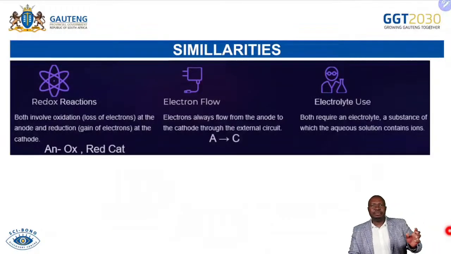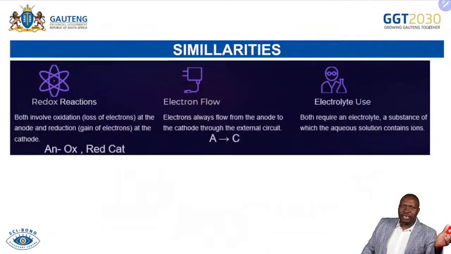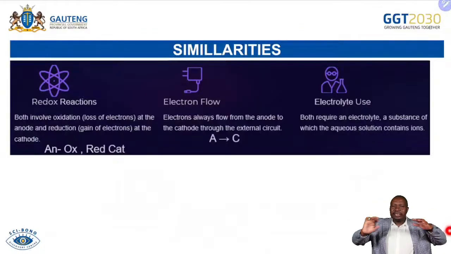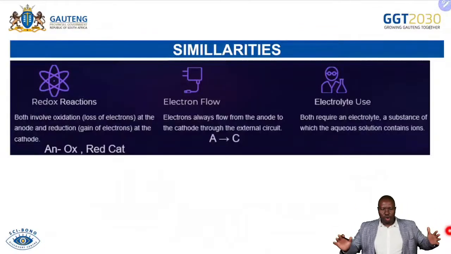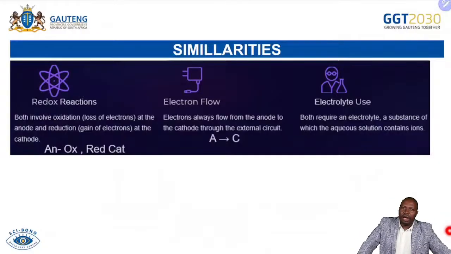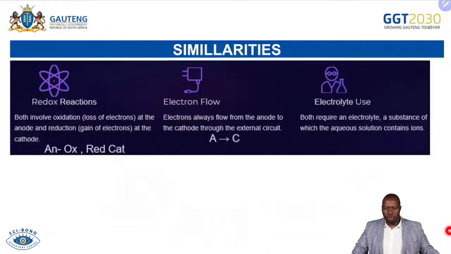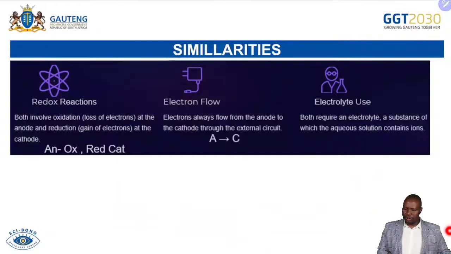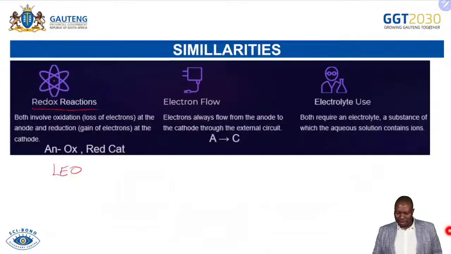Now, what are the similarities between a galvanic cell and an electrolytic cell? What are the things that are the same for both processes? You have to understand these topics in such a way that you know these types of reactions will take place in both of them. Let's look at the reactions first. In terms of redox reactions, both of them involve loss of electrons, which is oxidation, and both involve gain of electrons, which is reduction.